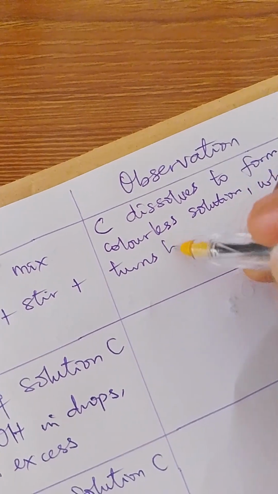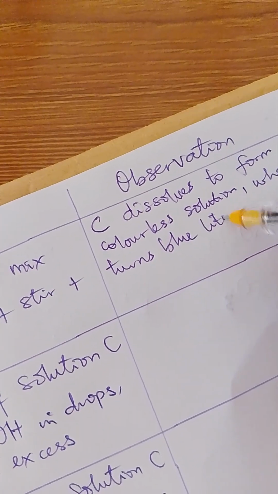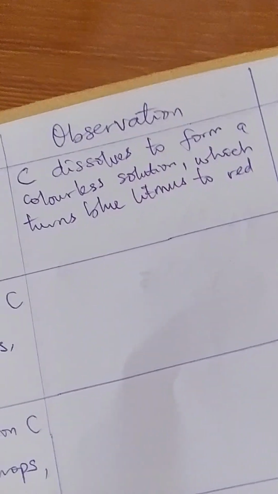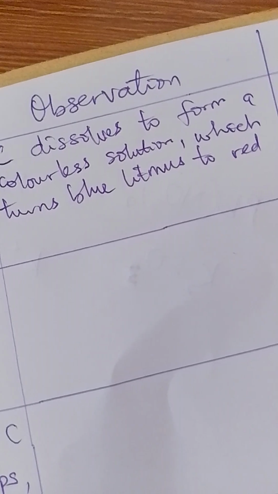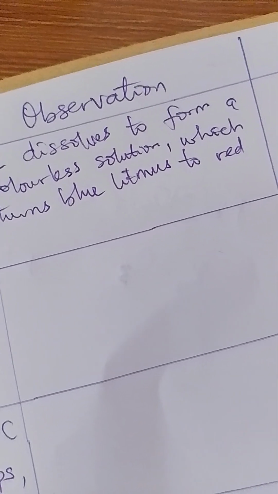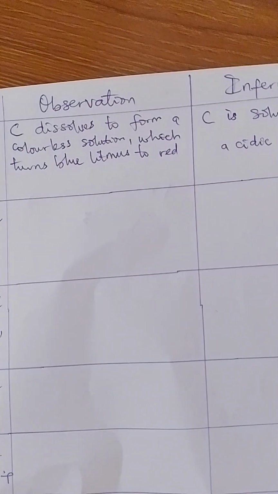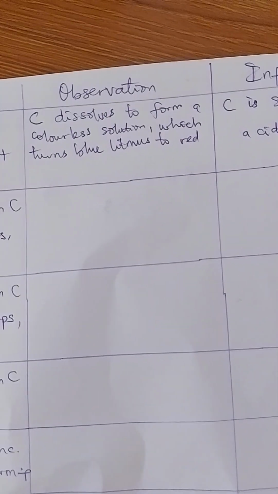blue litmus to red. All right, so it turns blue litmus paper to red. Of course, anything that turns blue litmus paper to red is acidic. So you say sample C is soluble because it dissolves. Soluble and acidic. Acidic in the sense that it turns blue litmus paper red. So that will be your inference. Are we together? Okay, that's great.